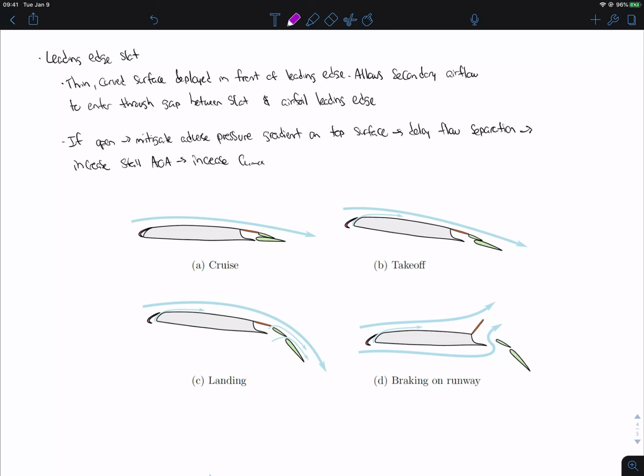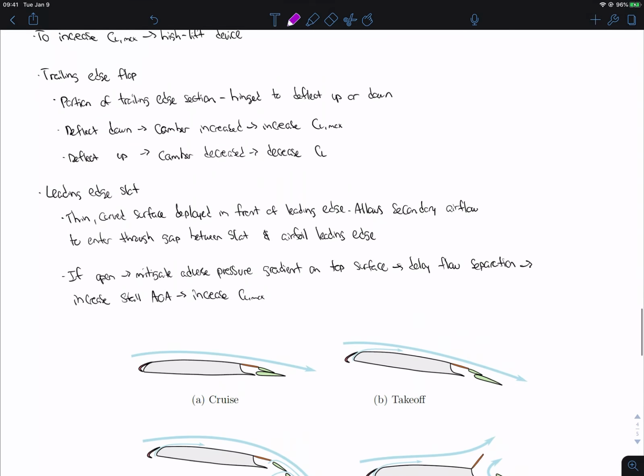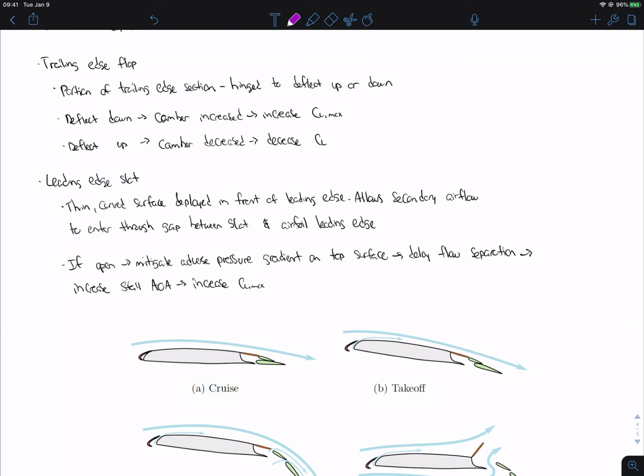And then for B, what we have is the leading edge slat that's open. So we're taking off here, so we're increasing our angle of attack because we want to have more lift. So we're opening up this slat, and I'll talk about these pressure gradients in a second. But we're also deflecting the trailing edge flap down, so we're increasing the camber. So we're increasing that maximum lift that we can have.